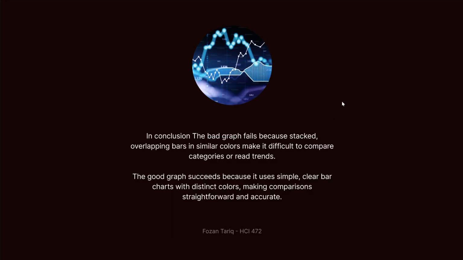So in conclusion, the bad graph failed because of the stacked overlapping bars and the similar colors, and also the title was unclear. It was just a confusing graph. The good graph succeeded because it used simple, clear bar charts with very distinct colors, making the comparisons not only accurate, but also you could quickly pick up on what the graph was talking about. And the title was also clear.